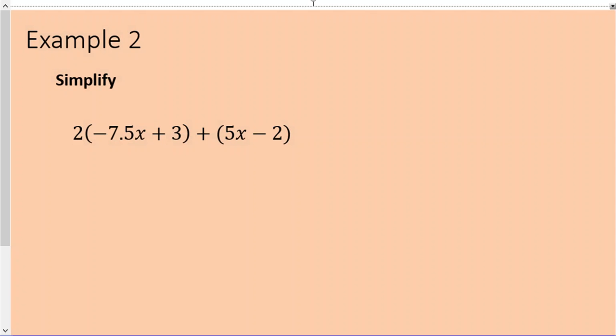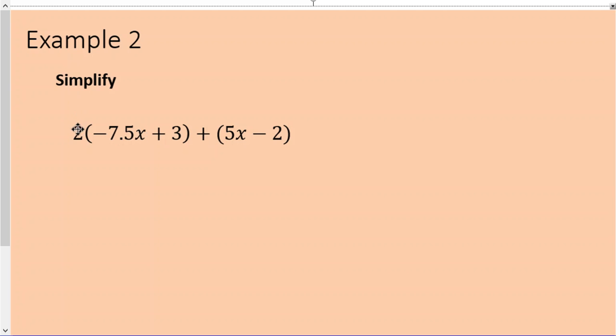Alright, here's another example, and we're working to simplify. So we have two different expressions, and in example 1 there was no multiplication outside of the parentheses, so we didn't have to use the distributive property. But in this example, we do have a number outside of the parentheses, so we will need to use the distributive property. So I'm going to do that first, and then I'm going to reset my expressions.